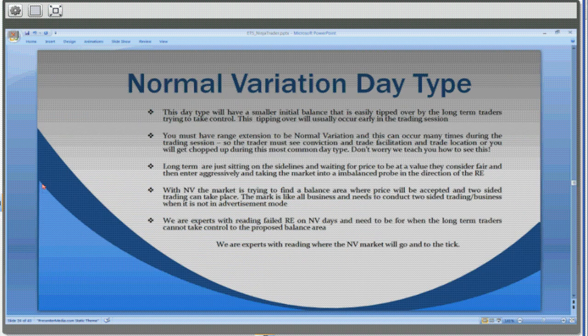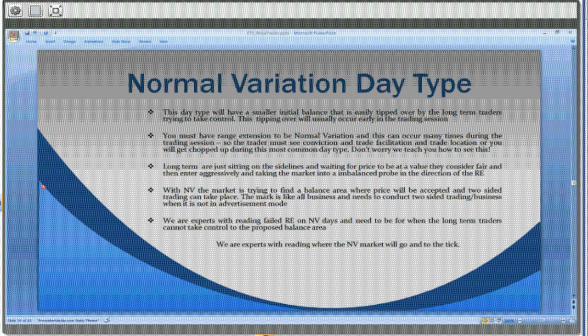Normal variation days, what's going on is you usually have a smaller initial balance that can easily be tipped over by the long-term traders. Remember, when you're a day trader, we're capitalizing off the intermediate and long-term traders. We're either getting on board before they do or we're getting on board with them because we know they're going to get on board, and we can understand when to get on board before them sometimes. So we're waiting, the long-term traders are really trying to take control of the market. And this usually occurs early in the trading session.